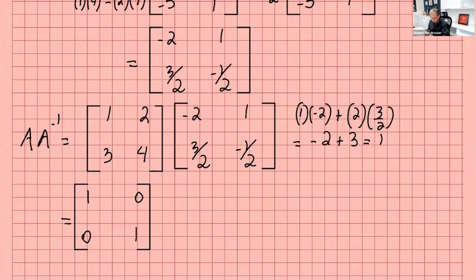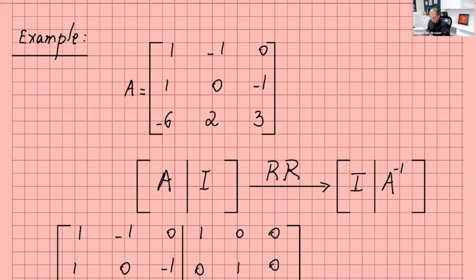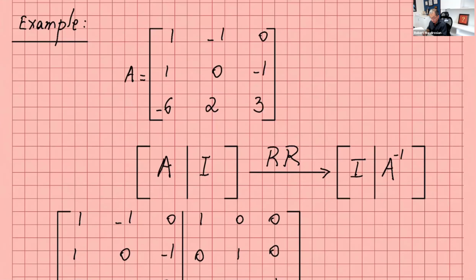4 times 3 over 2 is going to give you +6. So it's 0. And if you want to find that entry, 3 times 1 is 3. Minus, because there's a negative, 4 times 1/2 is 2, and that's going to give you 1. So that's how you can find it. If you have a 3 by 3 matrix, or 4 by 4, that's one way of finding the inverse.